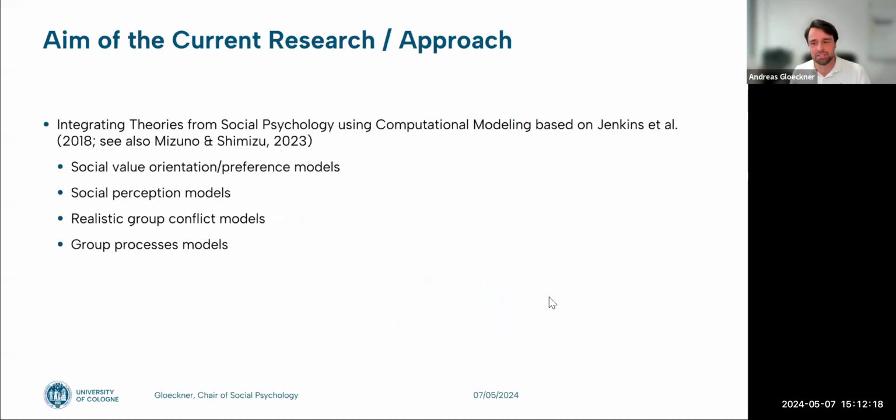So what we aim to do in this research is we try to integrate theories from social psychology using computational modeling based on a paper by Jenkins. We try to integrate social value orientation, social perception models, group perception models, and group processing models. Yeah, a little bit in line with recent approaches of theory integration suggested by Gigerenzer and other people.